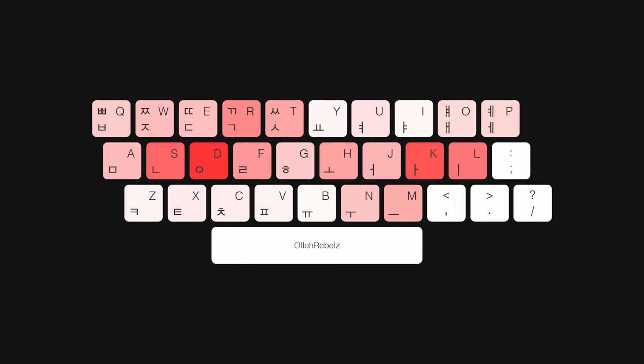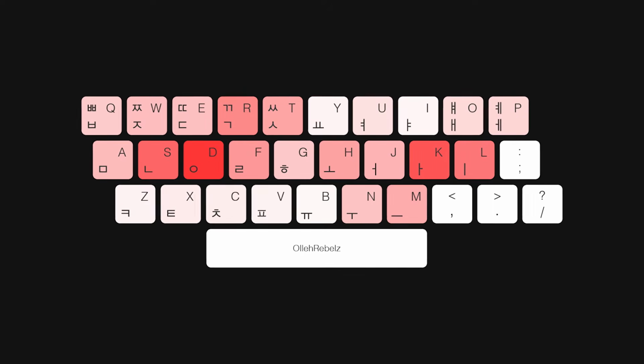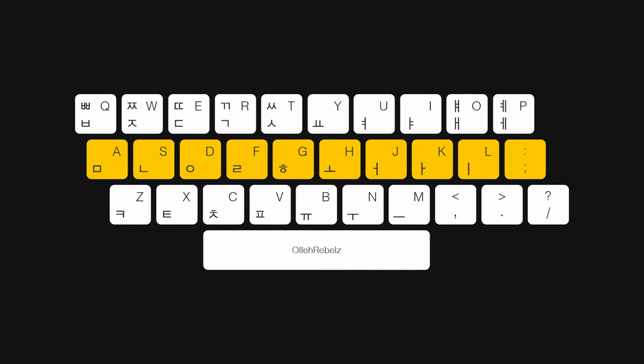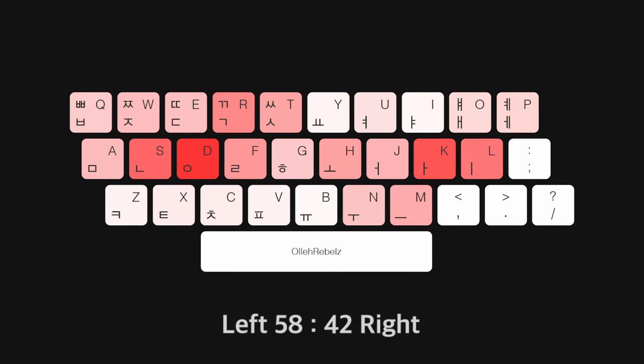The most common consonants are on the left hand, while the most common vowels are on the right. This, along with the fact that frequently used keys are on the keyboard's resting position, underscores the efficiency in Korean typing compared to English. Therefore, it may come as a surprise that the left to right hand ratio is only marginally better than English, 58 to 42.